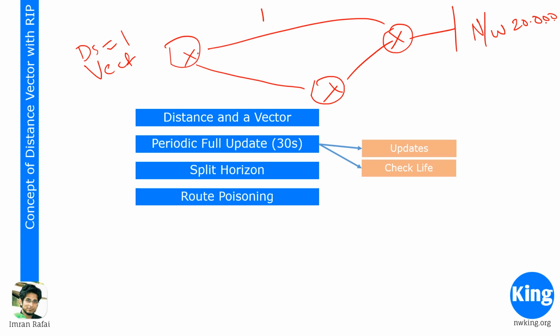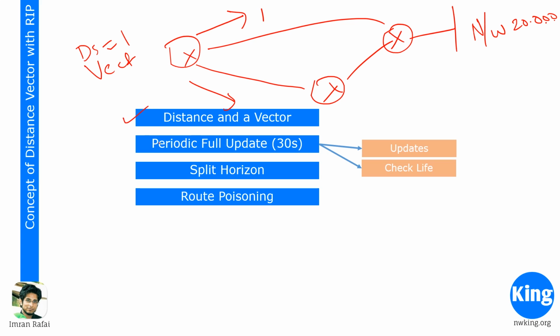Vector is direction. It had to tell which way to go, whether it has to go this way or that way. So that's why the name distance vector comes. It has a distance, which is in this case hop, and a vector, which is the next route. Where does it have to go? That's vector. That's how the name distance vector comes. So that's how RIP did it.